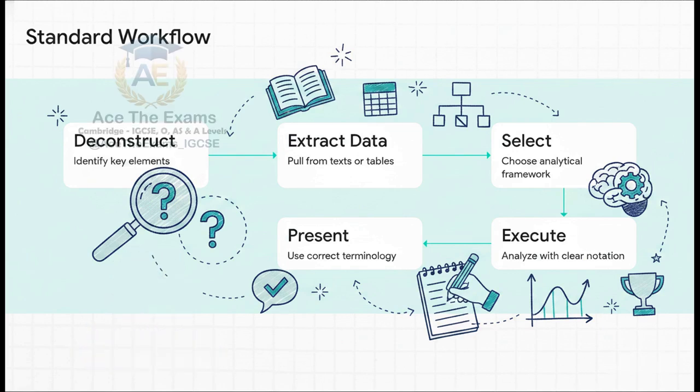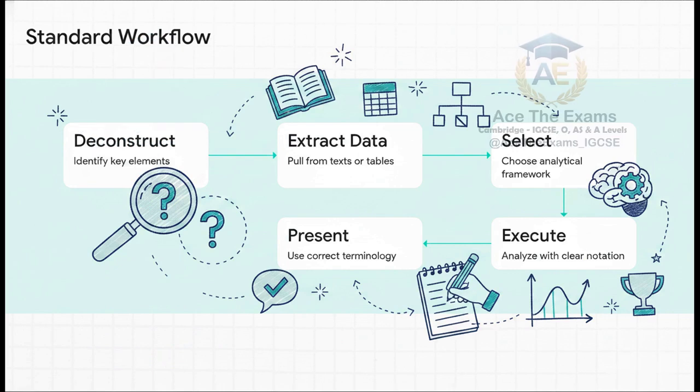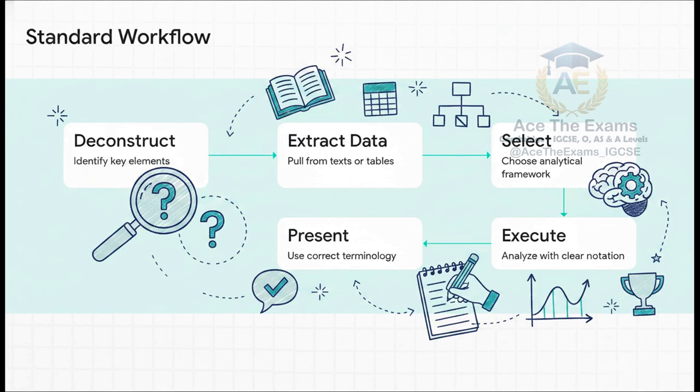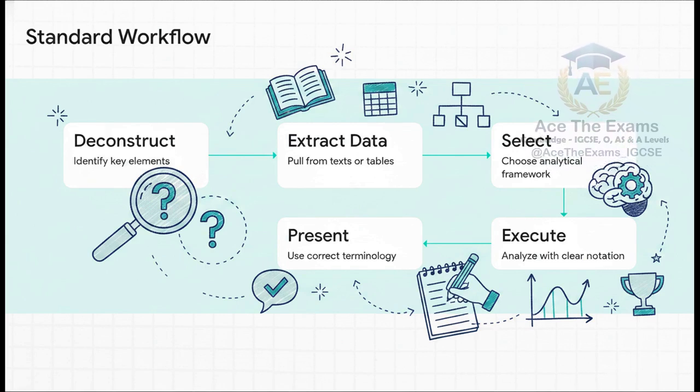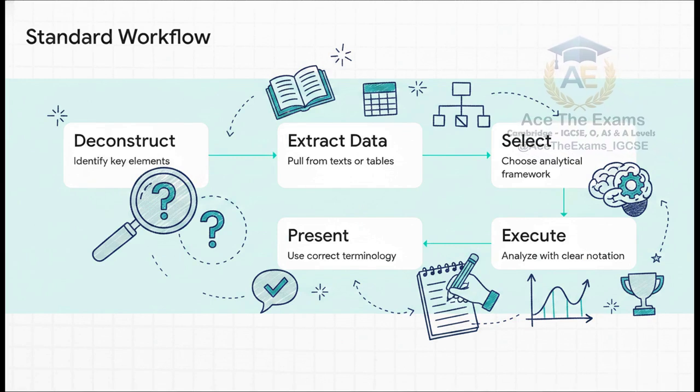Step 3. Select the correct analytical framework. This is where you decide, hey, I need to take the natural log of both sides right now. Step 4. Execute with crystal clear algebraic notation. No messy handwriting, no skipping lines. And step 5. Present your final result with correct terminology. Follow this exact workflow, map out your approach layout, and you completely remove the panic from the equation. You control the numbers, the numbers do not control you.